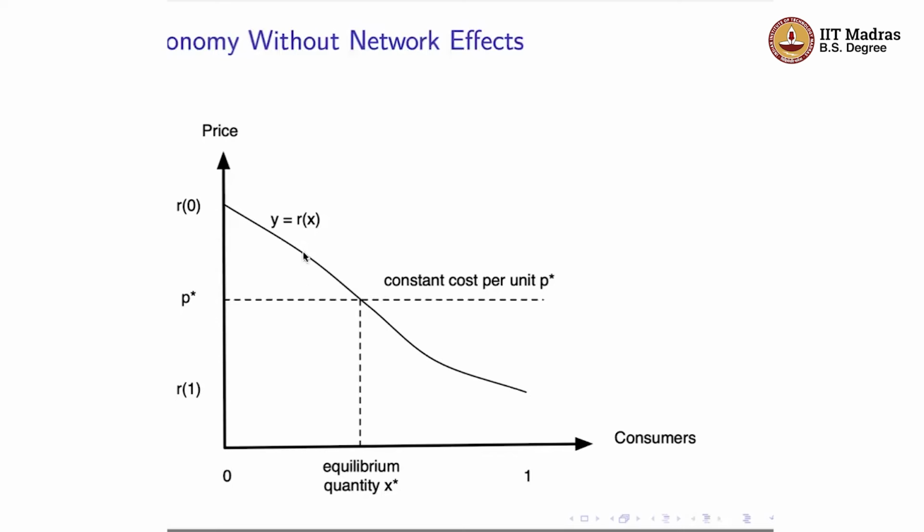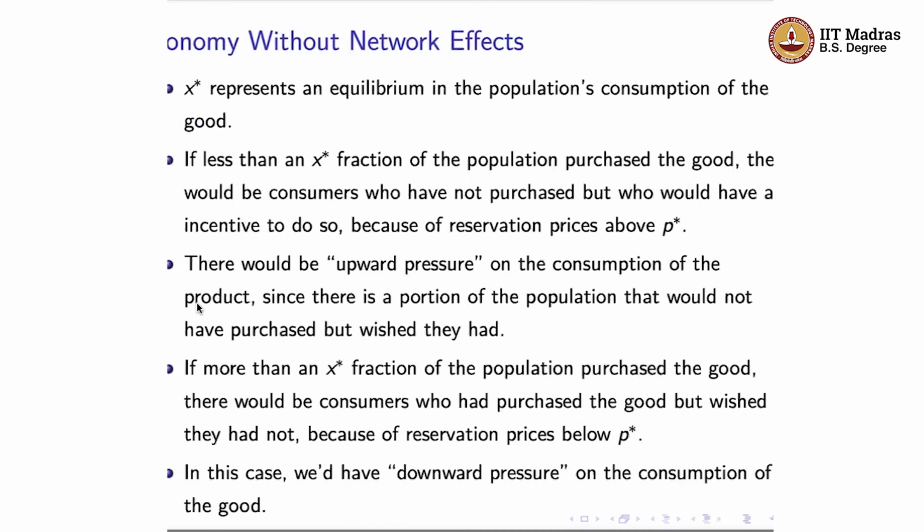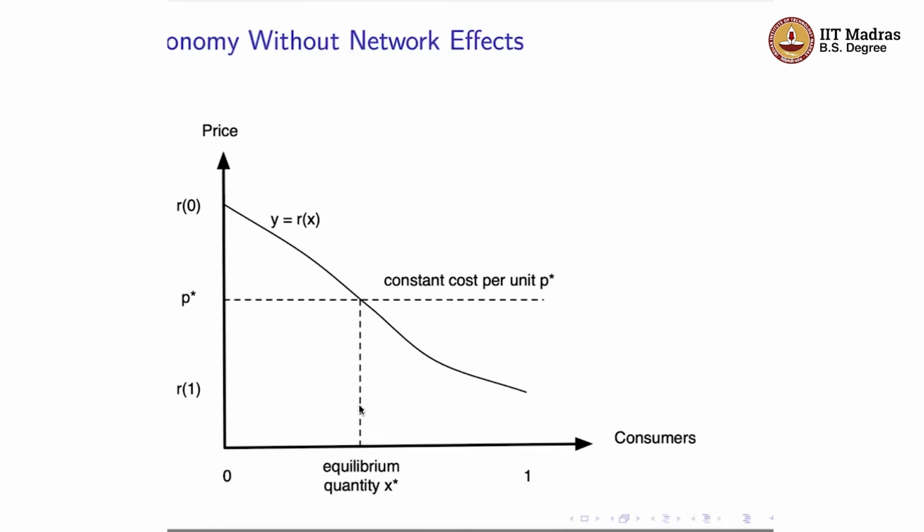So the value of X star, so that R(X star) is equal to P star, that's going to be the equilibrium quantity. X star represents equilibrium in the sense that if you had less than X star fraction of the people purchasing the good, then this would not be a situation that can be sustained. Why not? Because imagine that you had this X being less than this X star.